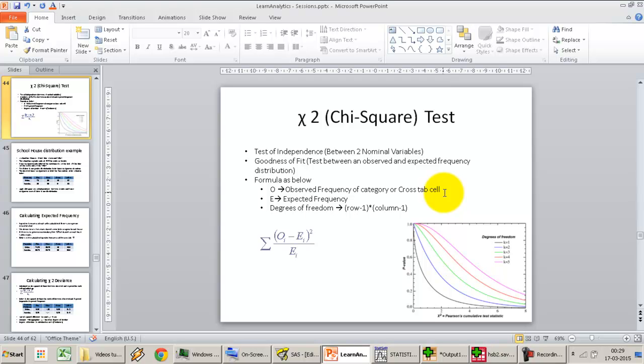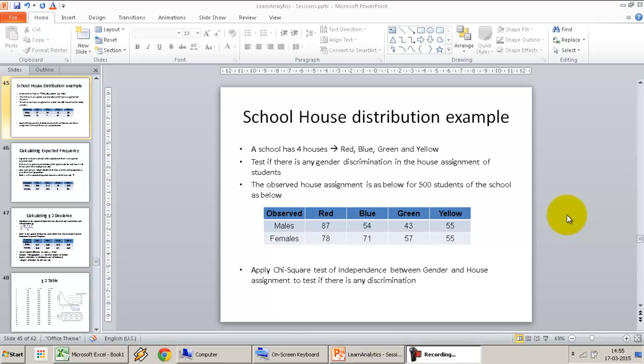Now I'm going to move into a practical example of the chi-square test, and it will become very clear to you how the chi-square test actually works in the background and how we can go about using it. So in this example, we're going to take a school distribution example. Assuming we have a school of about 500 students, and each student is allotted to one of four houses or groups in the school for, let's say, competition purposes.